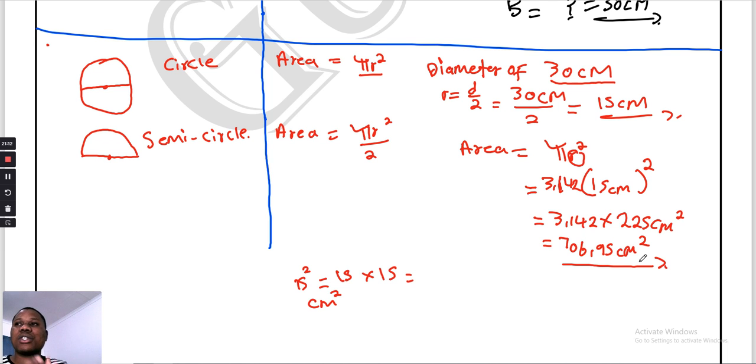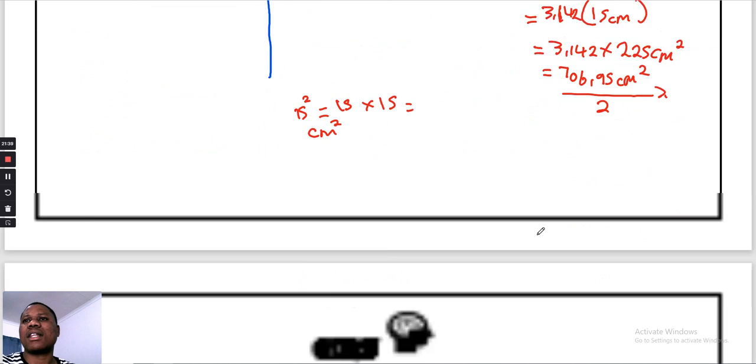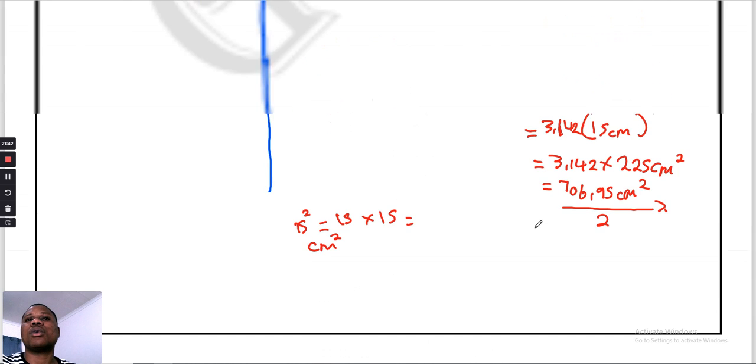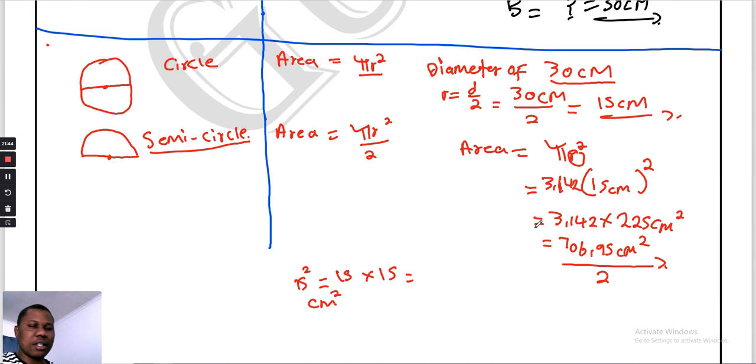Now let's say we want to make this a semicircle. Let's say this was a semicircle with the same diameter, meaning that the radius is also going to be 15. So if we wanted the area of the semicircle with a radius of 15 centimeters, it means that we're going to divide here by 2 so that we can get the area of a semicircle. Okay. Right, I'm going to jump to another one here. Let me give you one second to look at that.